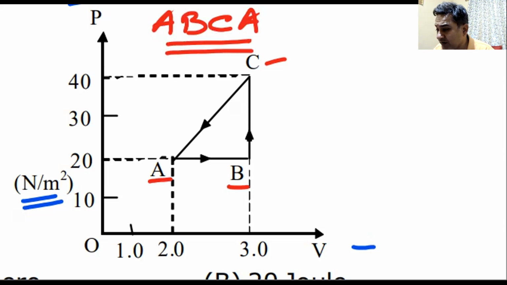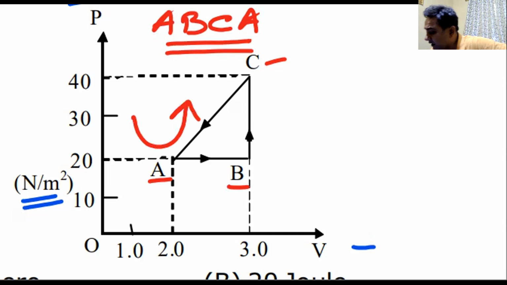First of all, tell me, will it be positive or will it be negative? One for positive, two for negative. It will be 2, it will be negative. Why will it be negative? Because if you look at this, the cycle is going anti-clockwise. It is opposite to the clock, and therefore this work done would be negative. Do we understand this?